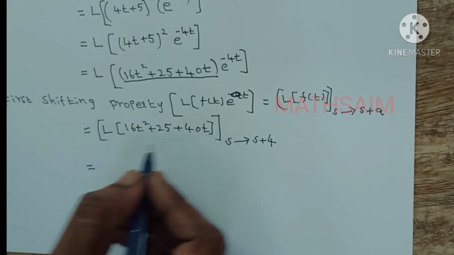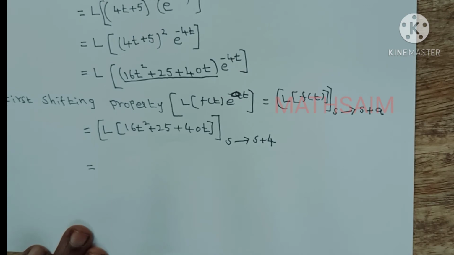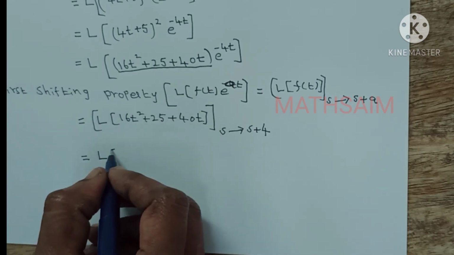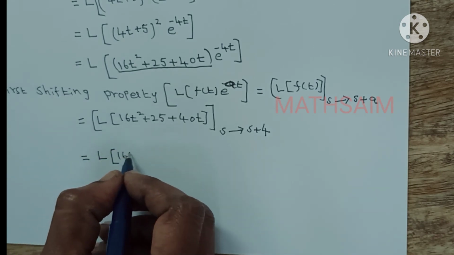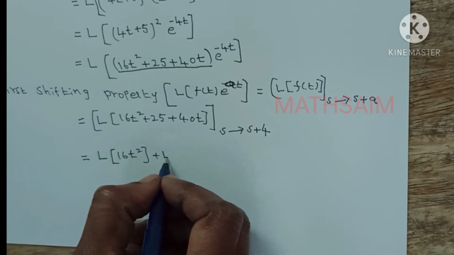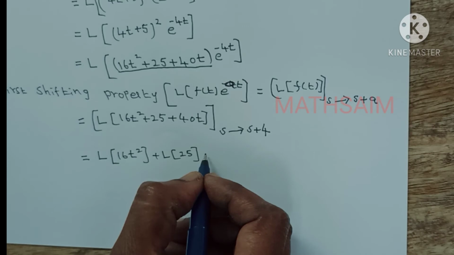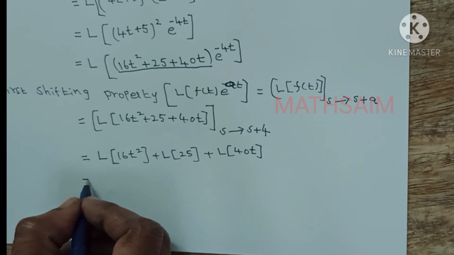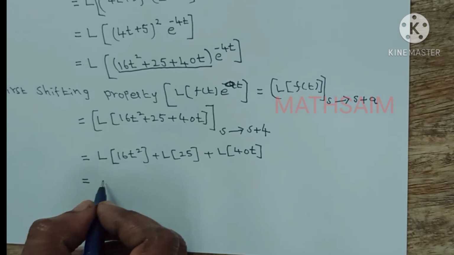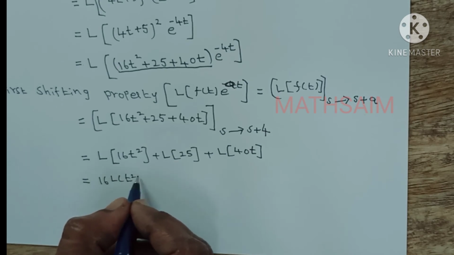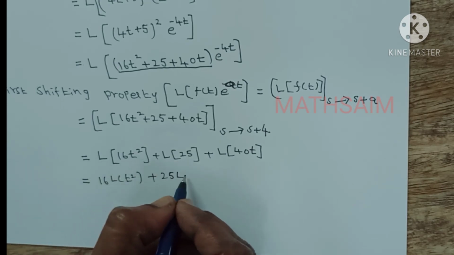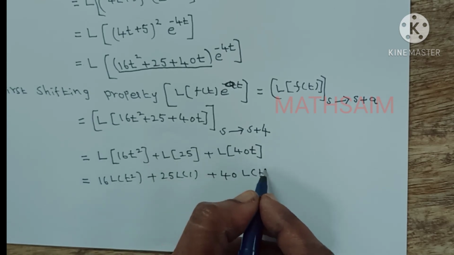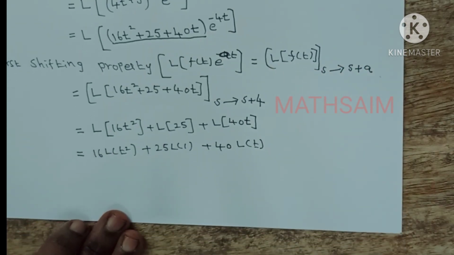Now we are going to find what is L of 16t square plus 25 plus 40t. This one can be written as Laplace transformation of 16t square plus L of 25 plus L of 40t. This we can do by using the linear property of Laplace transformation. Now this can be written as 16 into L of t square plus 25 into L of 1 plus 40 into L of t.